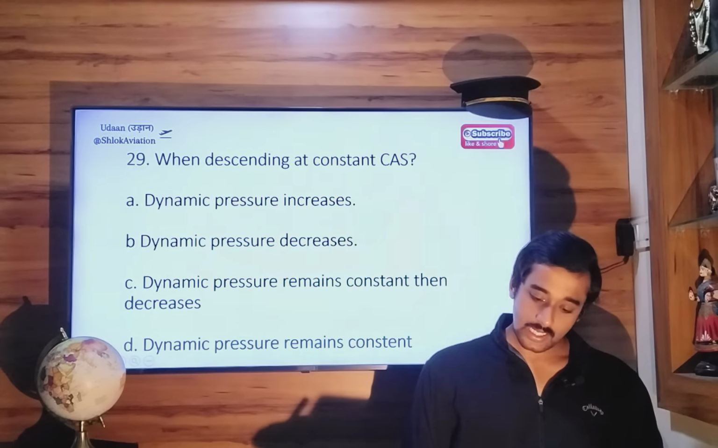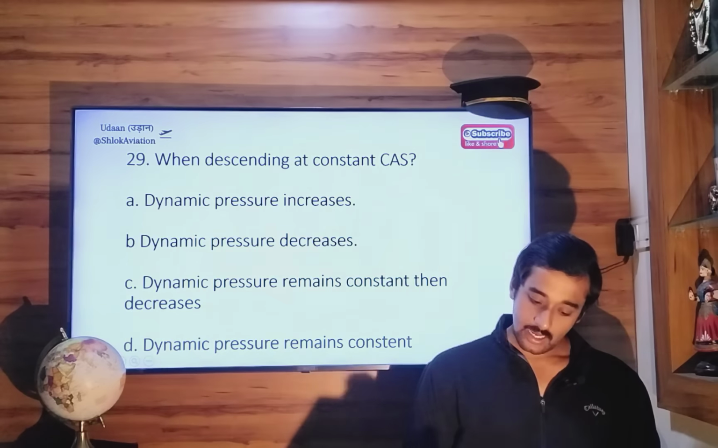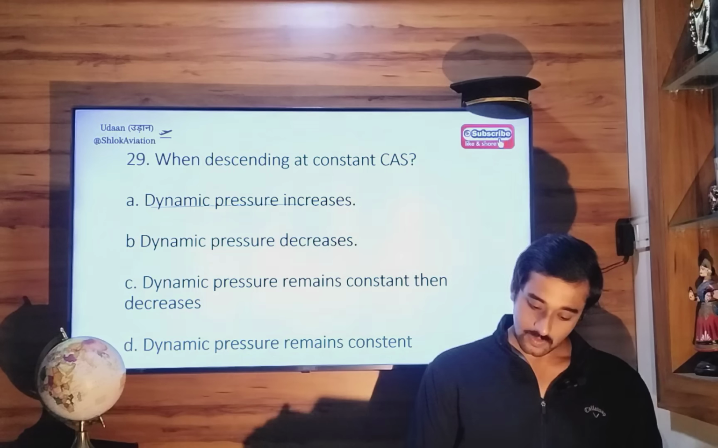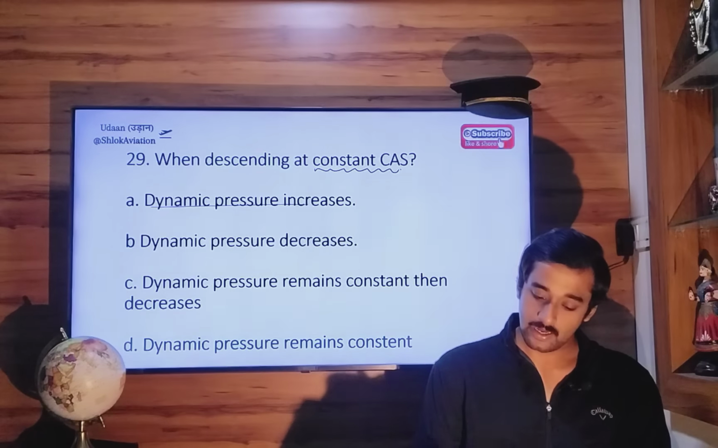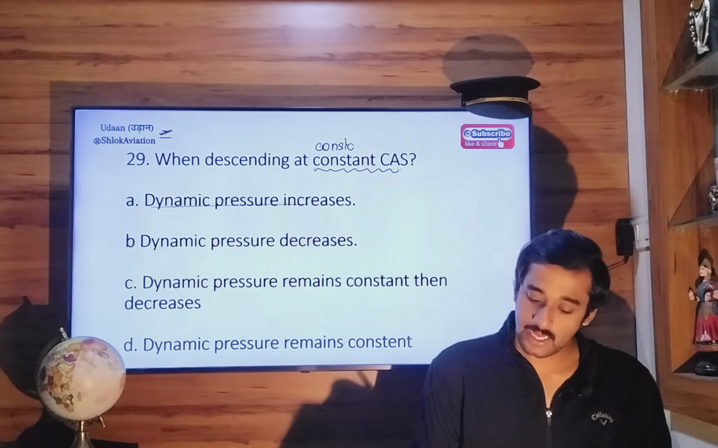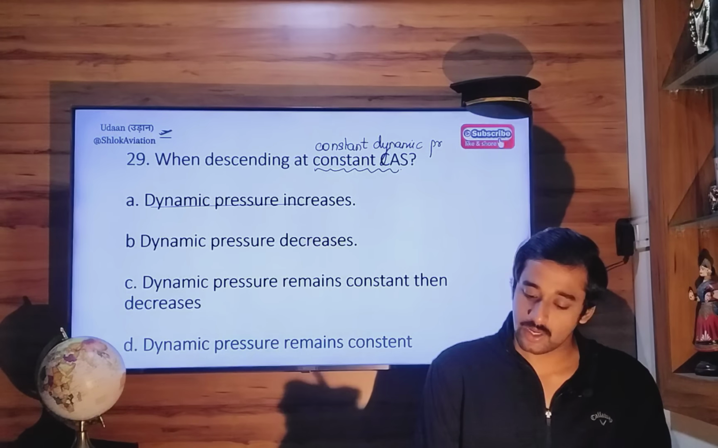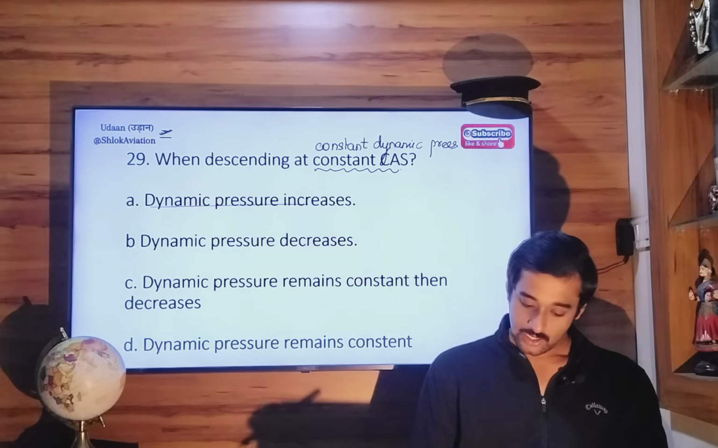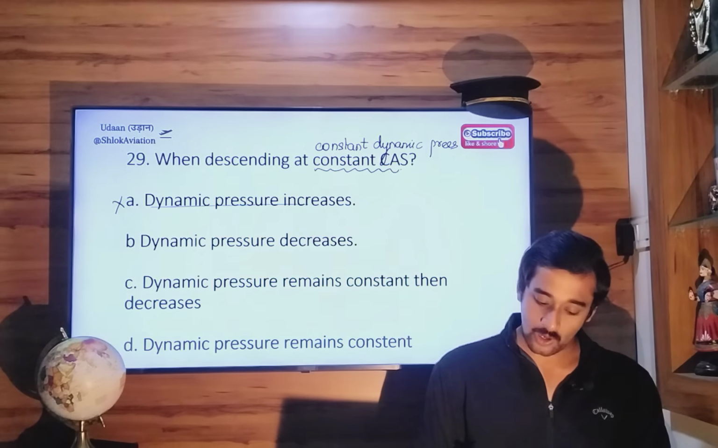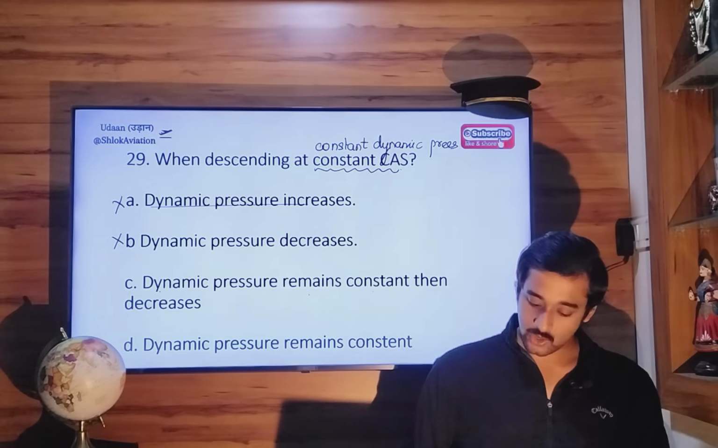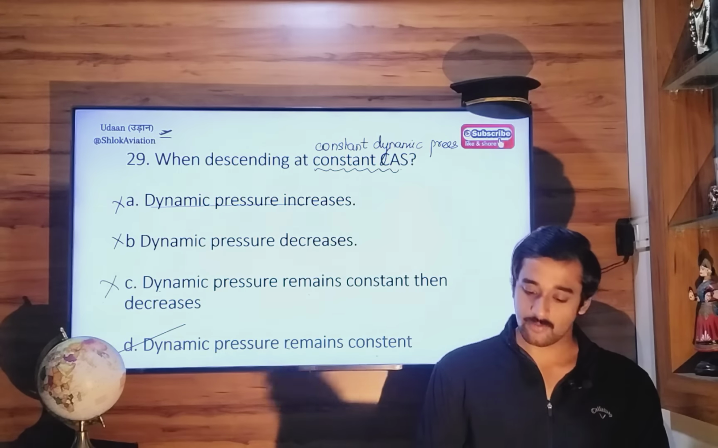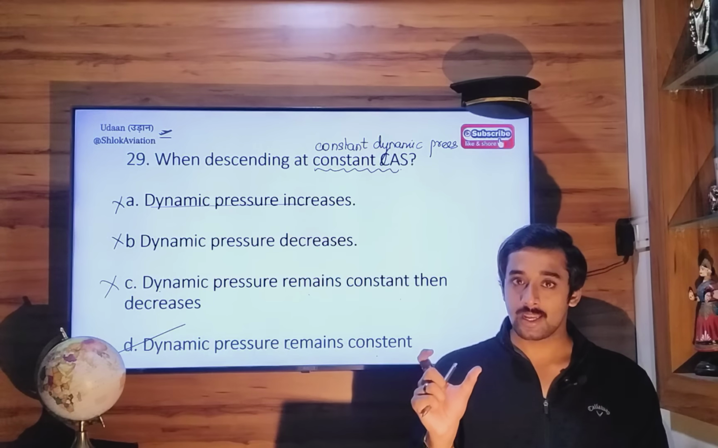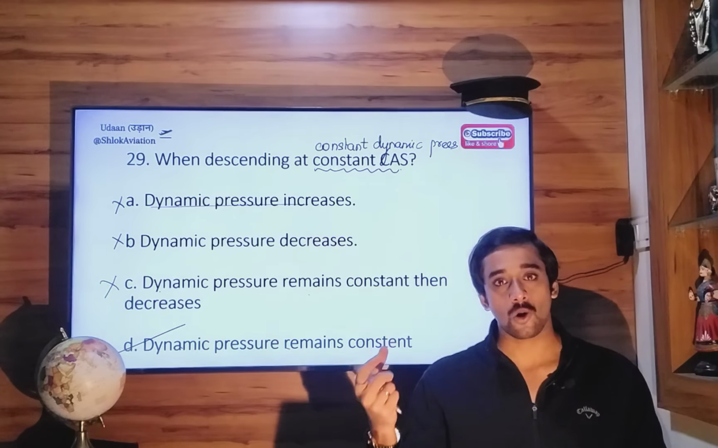Question 29. When descending at constant calibrated airspeed, does dynamic pressure increase or decrease? If you are descending at constant calibrated airspeed, in other words, you are descending at constant dynamic pressure. Like I explained before, calibrated airspeed is nothing but dynamic pressure. So dynamic pressure cannot increase nor can it decrease. Dynamic pressure remains constant. So option delta is the right answer. Constant calibrated airspeed or constant indicated airspeed is nothing but constant dynamic pressure.